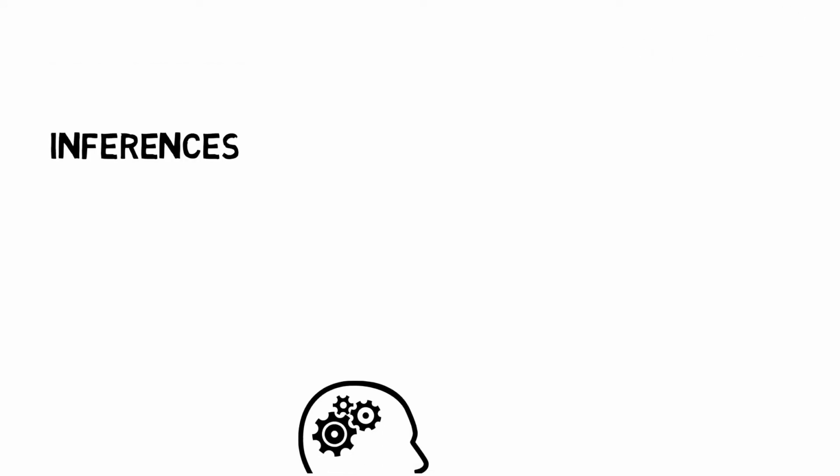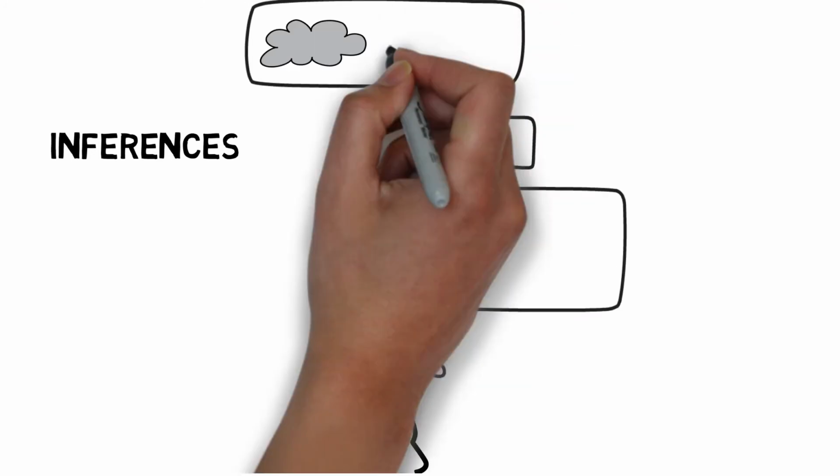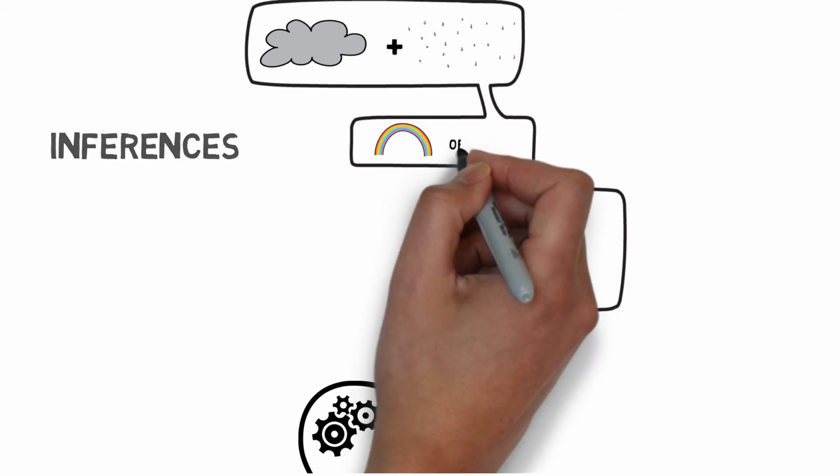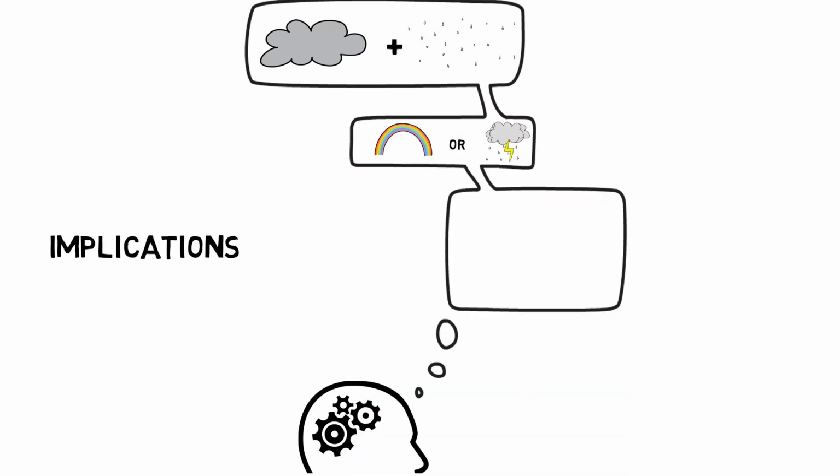Inferences. What inferences am I making from the evidence? Are there other reasonable interpretations one could make of the same evidence? Implications. If my reasoning is correct, what consequences would follow? What recommendations would I make based on my analysis of the problem?